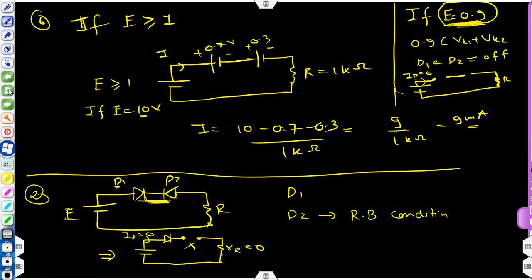The second thing that we have to study is the parallel combination. Diodes are connected in parallel. Again, we will be connecting our diodes first in the same direction, then in opposite direction, and then we will see what will happen. So, parallel combination.